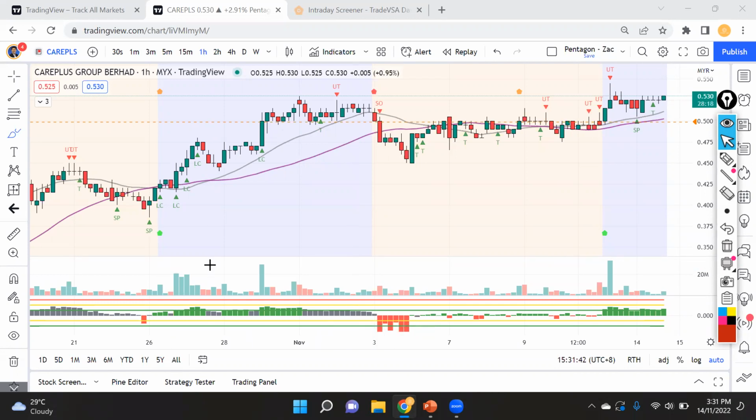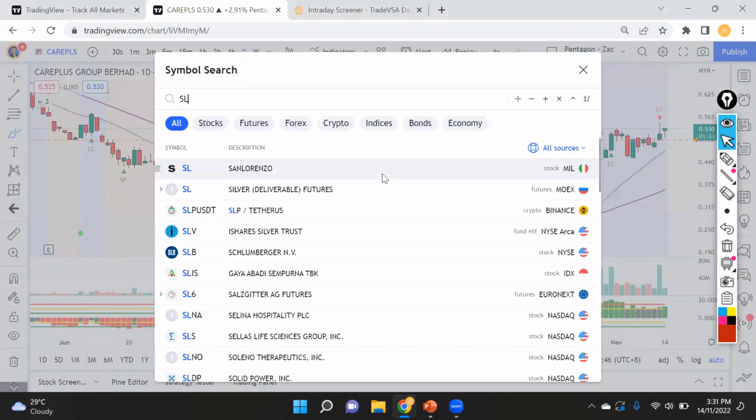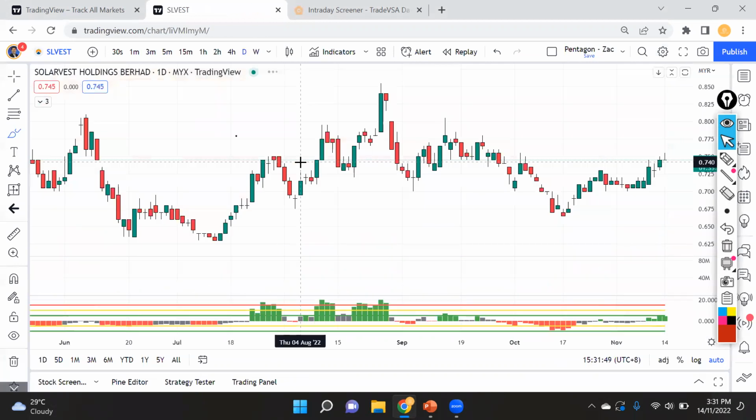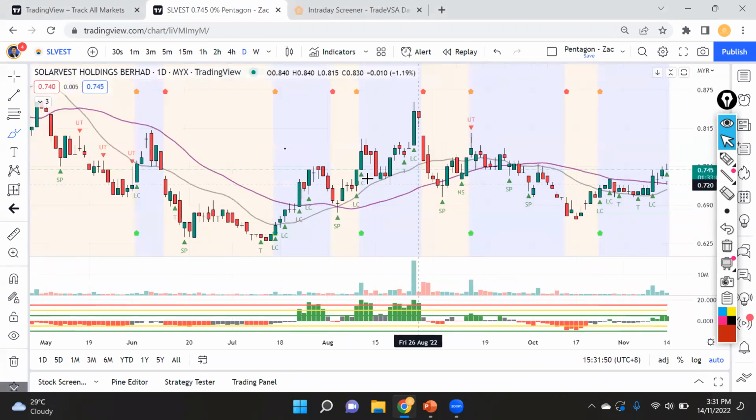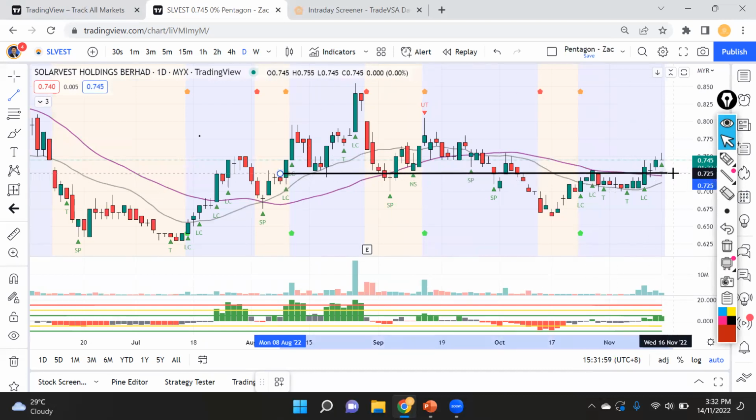Okay, let's look into others. I think counters like Solar West actually have small shakeouts happening recently. If you notice here, this is like a line change area. We've got some spring area. You can draw this line somewhere around here.